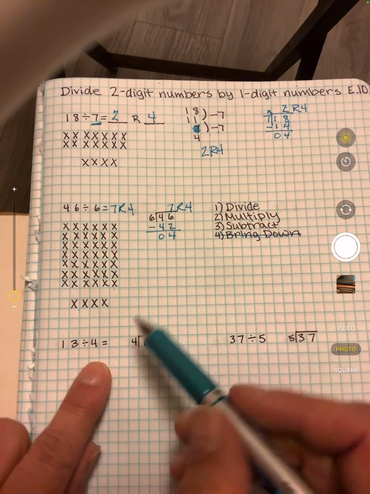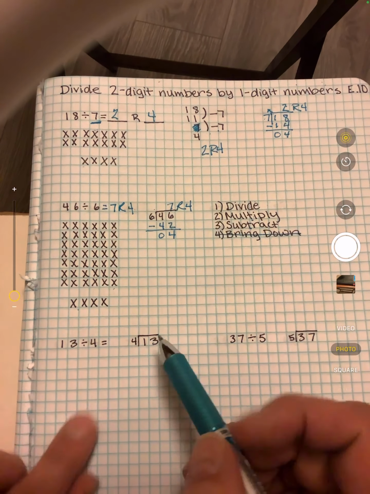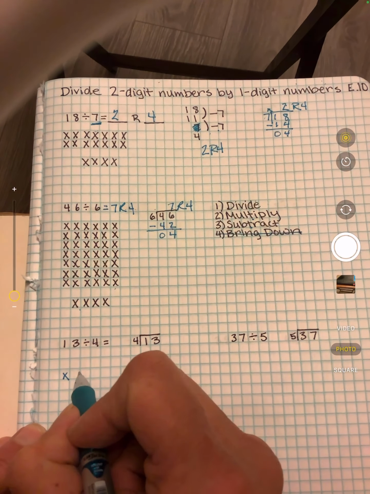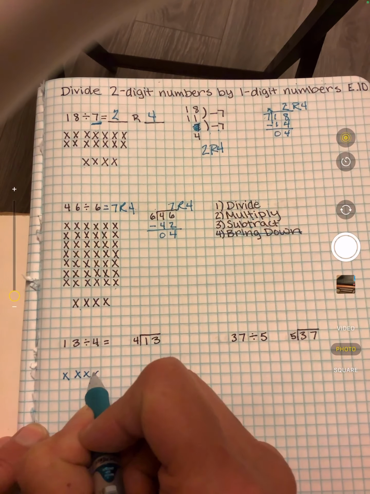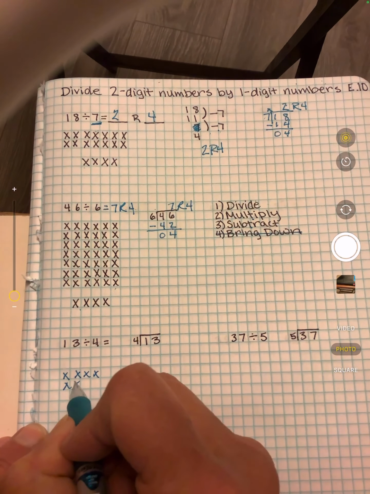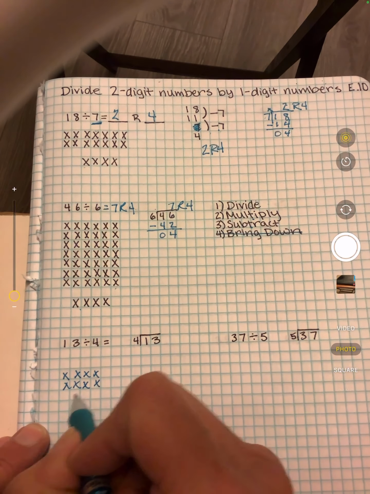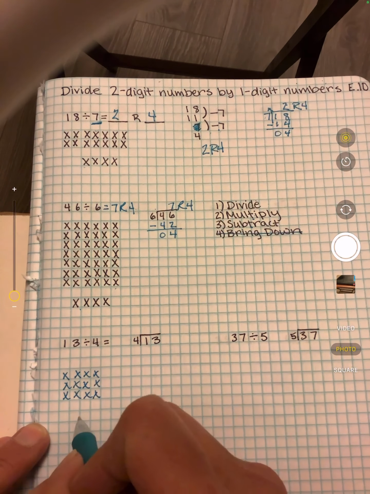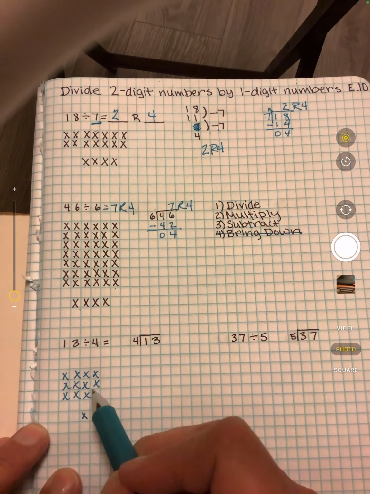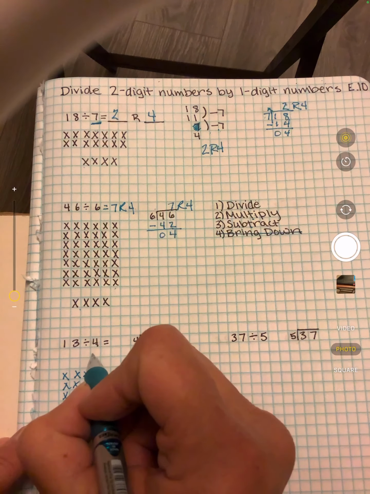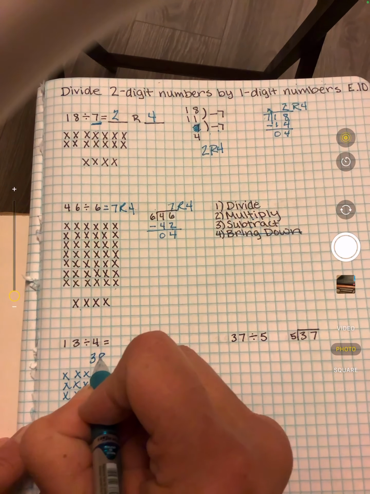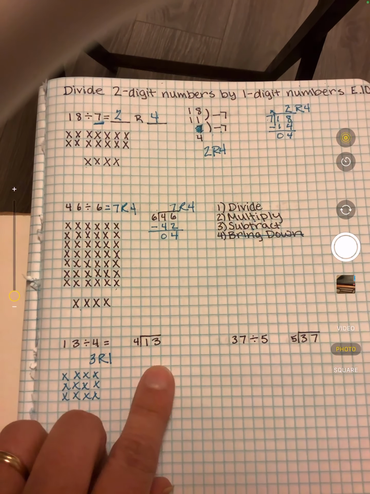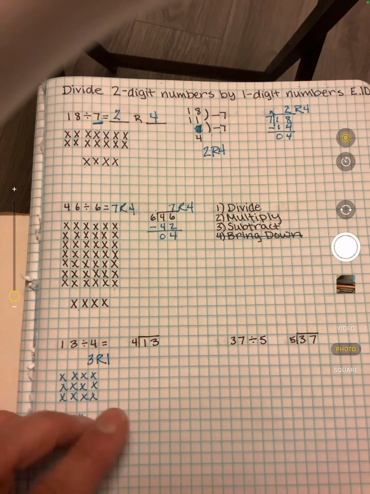So here's 13 divided by 4. I can do the X's, groups of 4. 1, 2, 3, 4, 5, 6, 7, 8, 9, 10, 11, 12, 13. How many groups of 4 are there? 3. How many leftovers or remainders? 1. Okay, so let's try this with the multiplication chart.